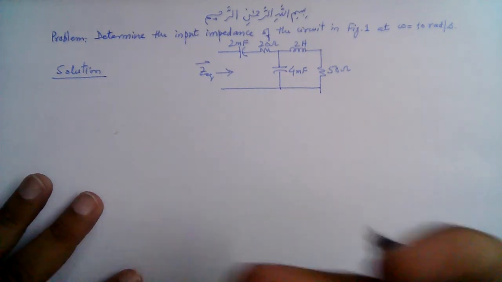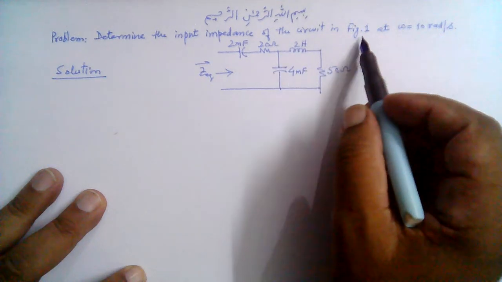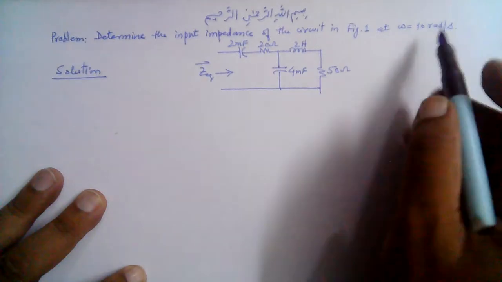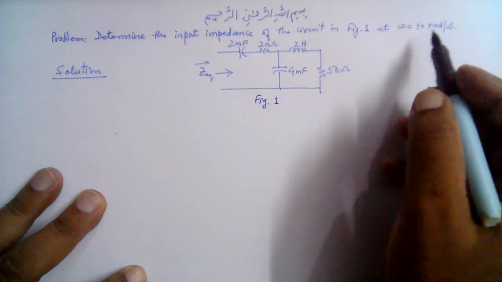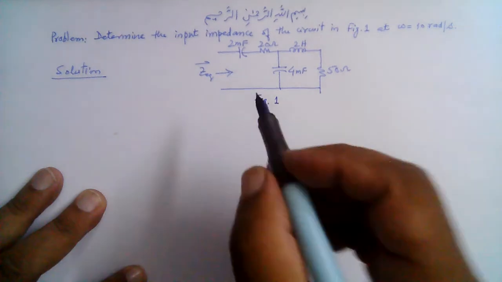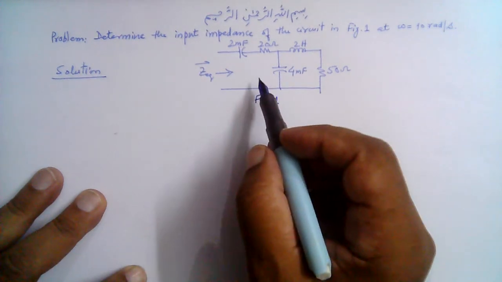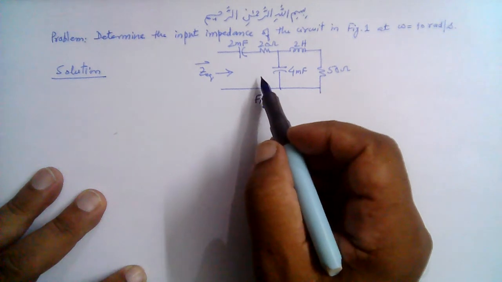So let's consider this problem. Determine the input impedance of the circuit in figure 1 at omega equal to 10 radians per second. So this is figure 1 here, right? At omega equal to 10 radians per second. So for the circuit, we need to first transform it into the phasor or frequency domain.